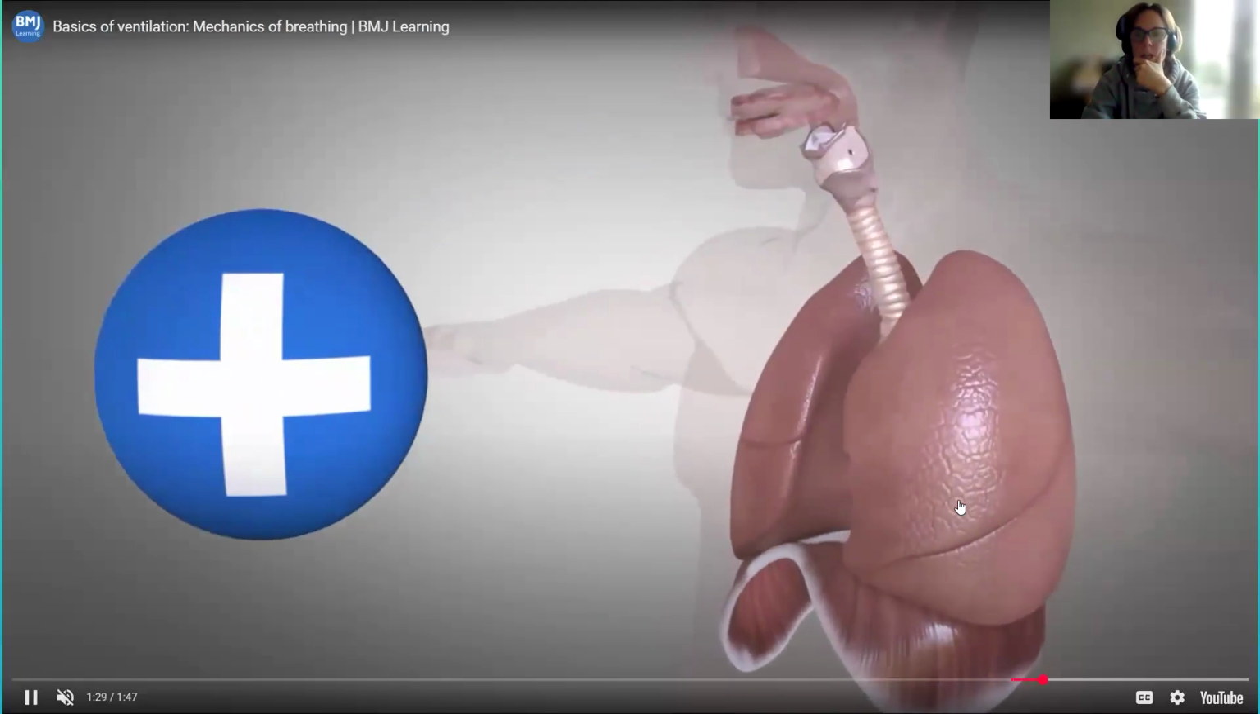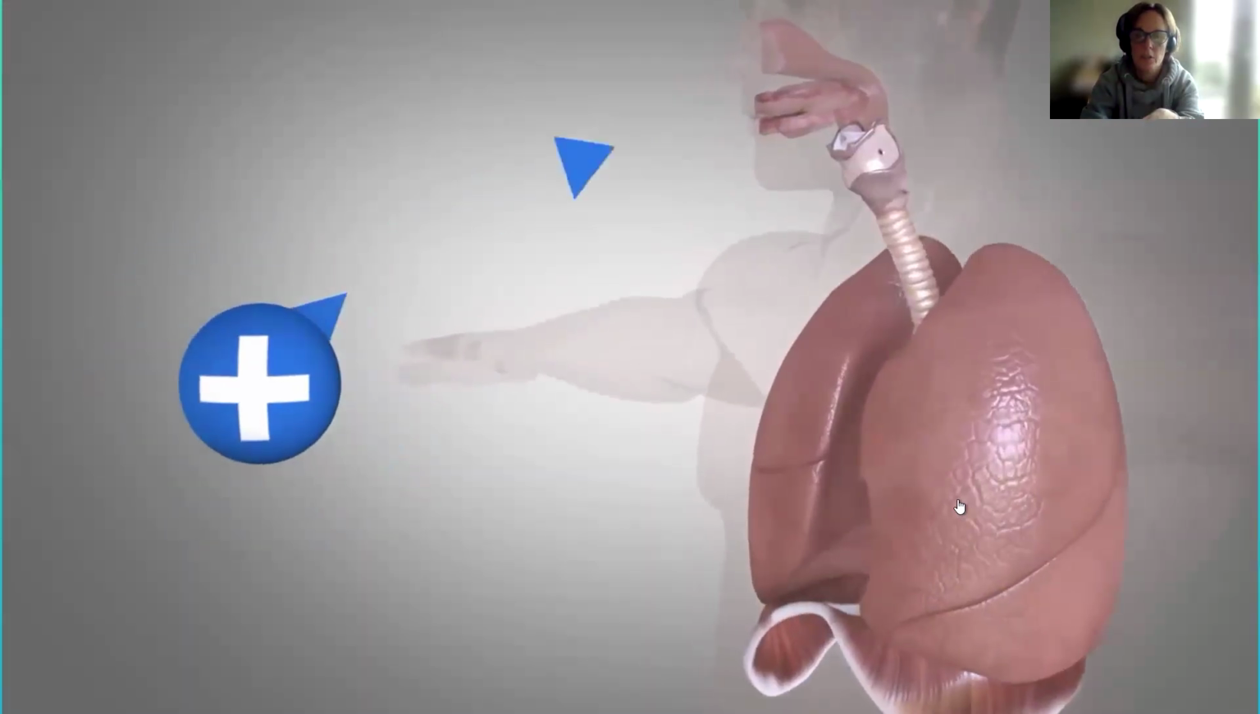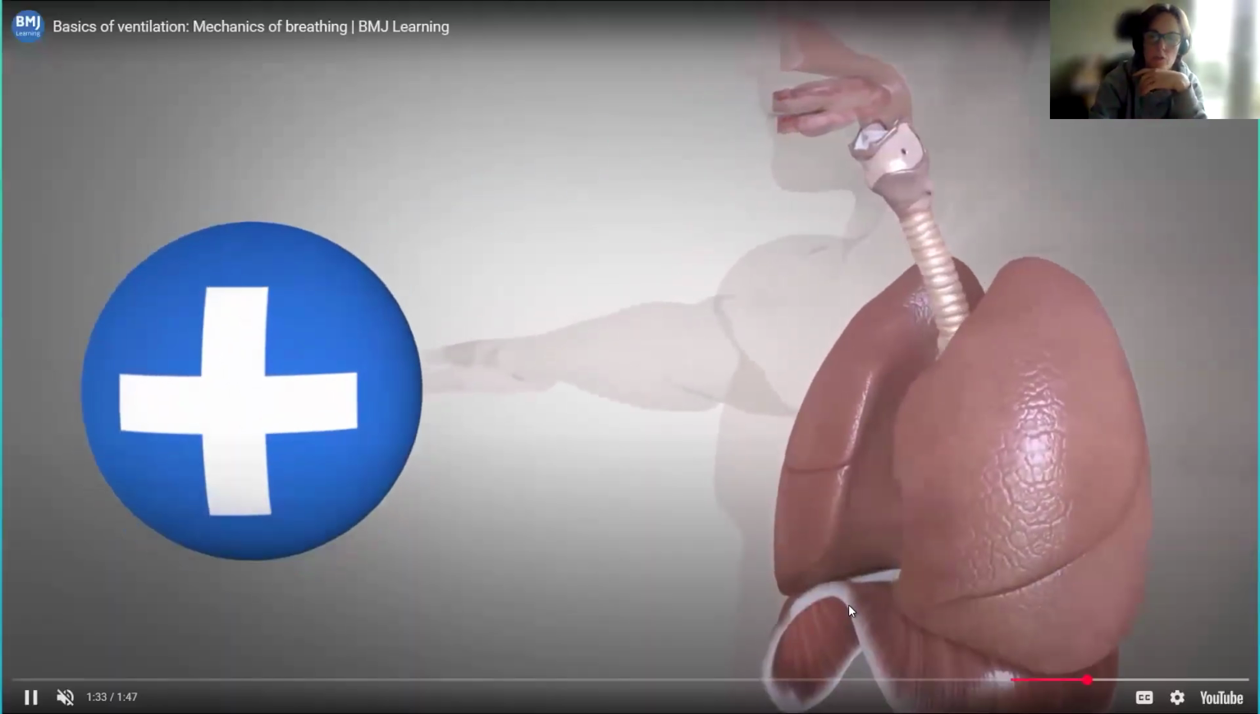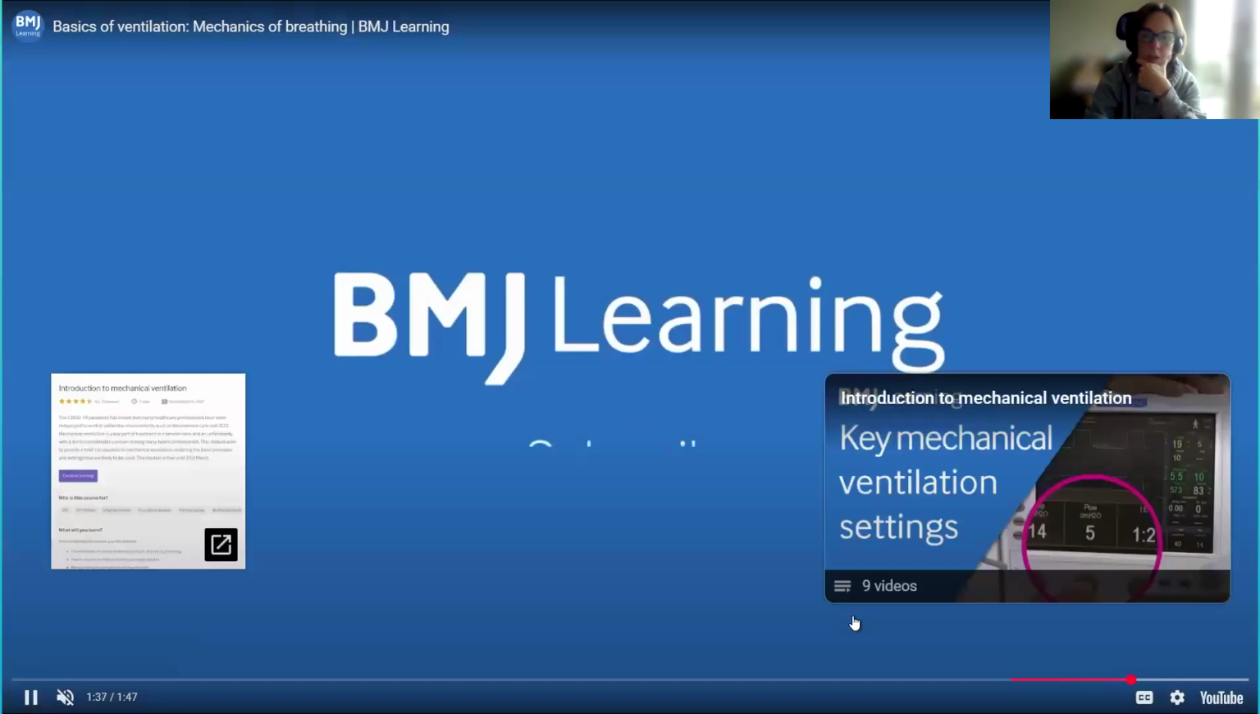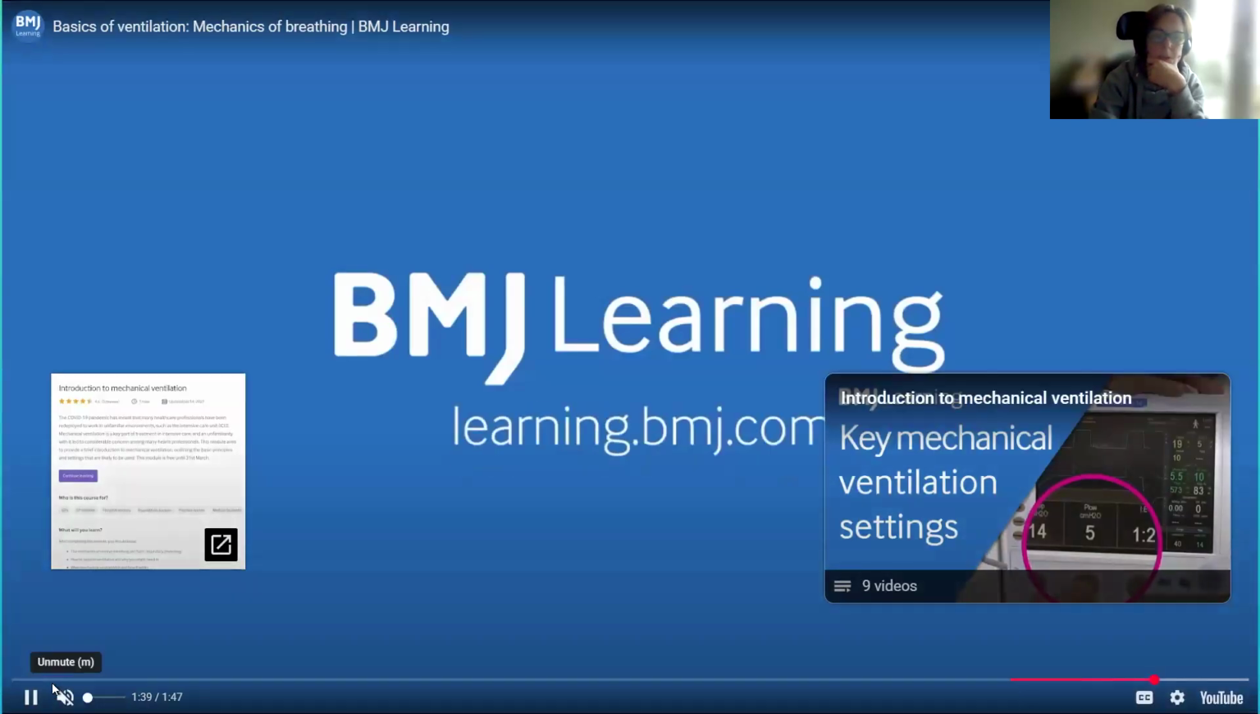Okay, so there's the air going in. Look at those. Look at the dome of the diaphragm, this huge muscle there, and look at the expansion. Oops, let's go back.